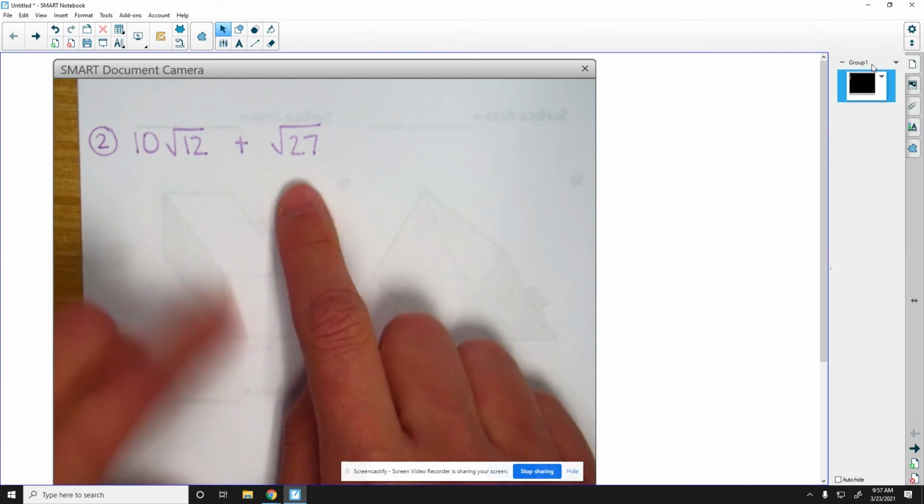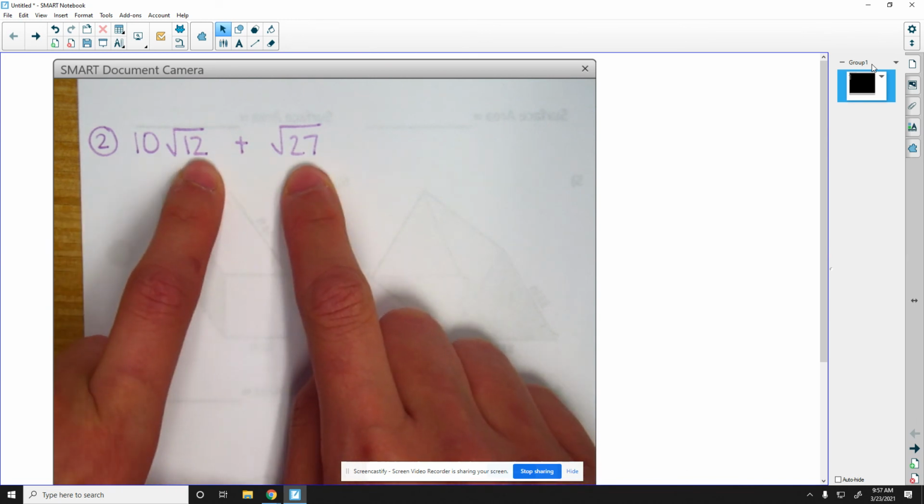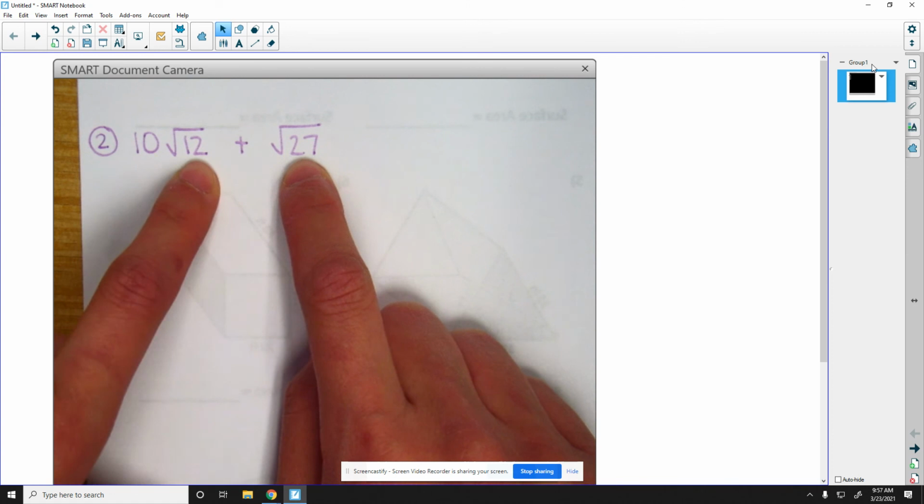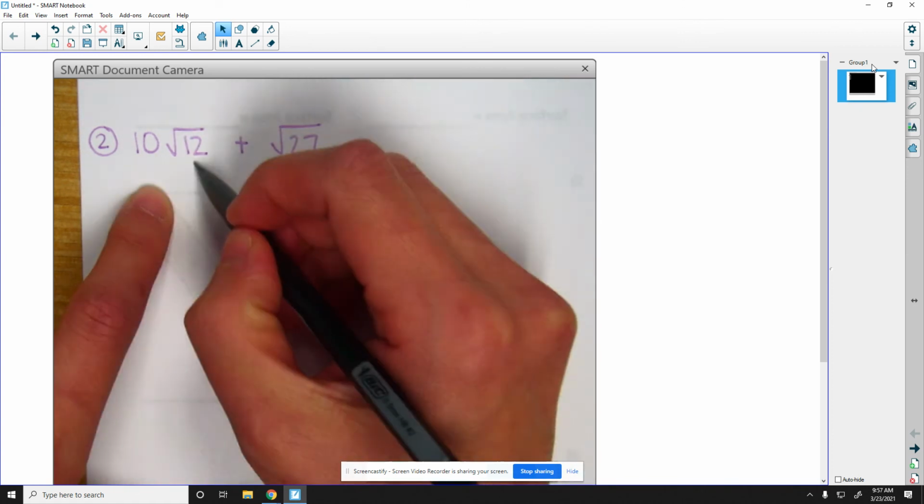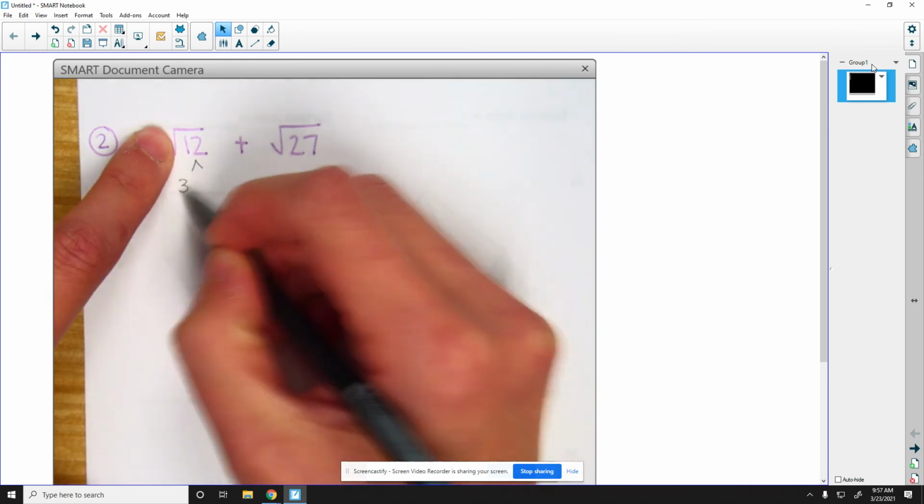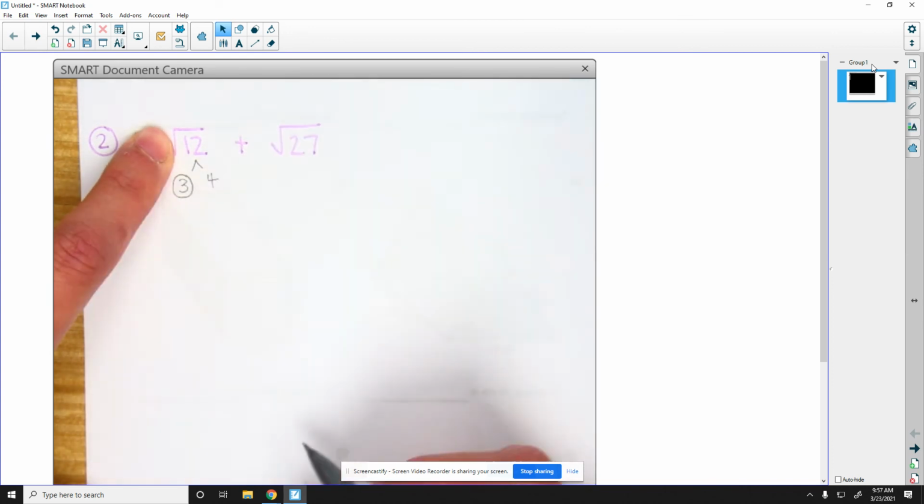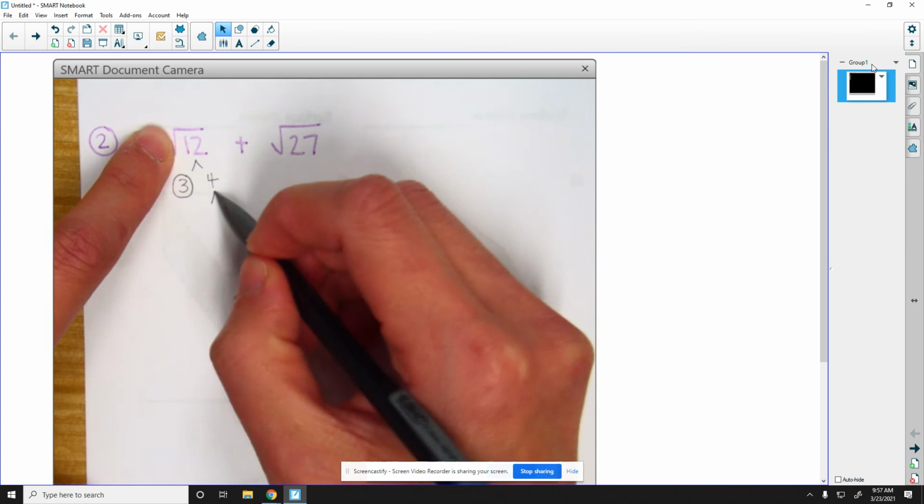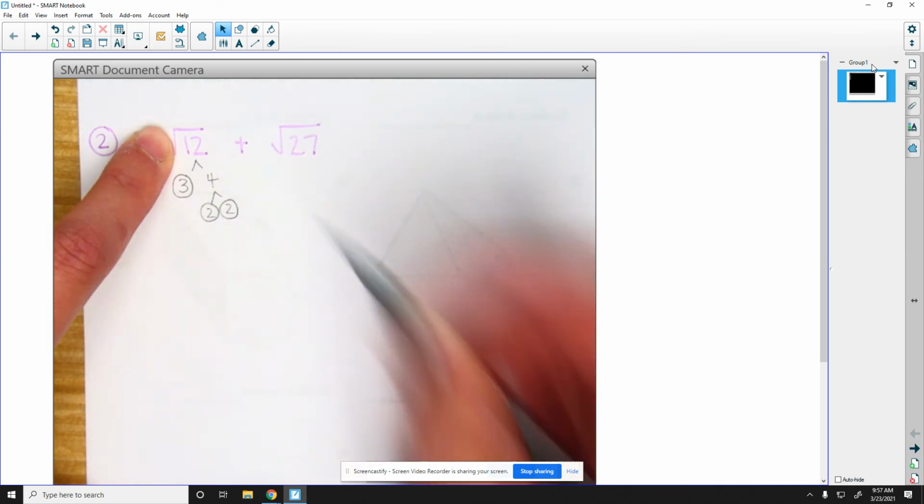Okay, so again, can't combine these because there's different numbers in your radicals. So I can't just combine them right away. But what I can do is break them apart and simplify it. So 12 is 3 times 4. Circle the prime numbers. 4 is 2 times 2.